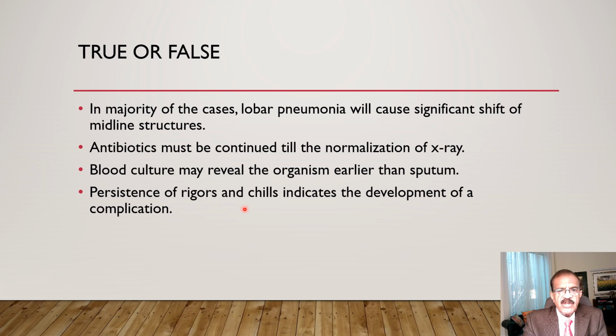Persistence of rigors and chills indicates the development of a complication. This point I explained in the last video. In simple uncomplicated community acquired pneumonia, there is one episode of rigors and chills that is followed by continuous high grade fever. But if these rigors and chills are recurring, then it could indicate either a complication of pneumonia like pleural effusion, empyema, or lung abscess, or it could indicate some specific etiology. It may be Klebsiella. Klebsiella can cause this kind of pneumonia.